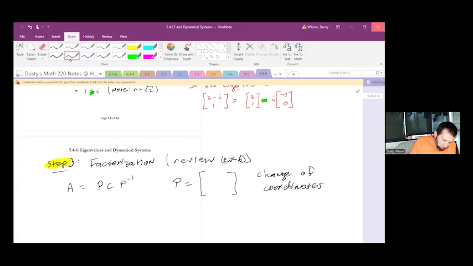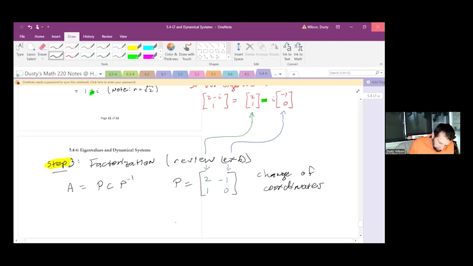And so let's see if you can see it. So here, let me change my colors. So remember, the real component of our eigenvector was 2, 1. That's going to form the first column of our P matrix. And the complex part of our eigenvector was minus 1, 0, and that's going to form the second column of our P matrix.